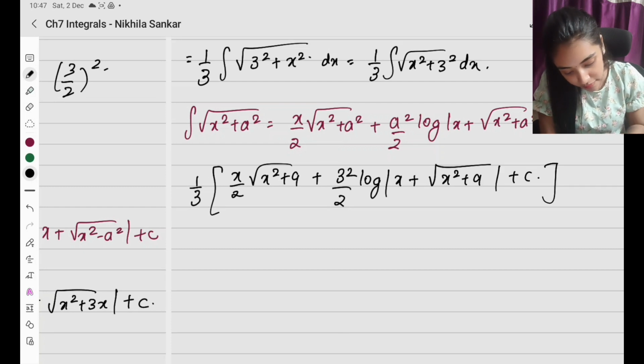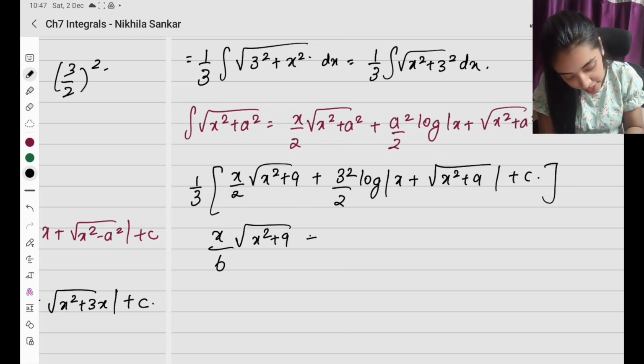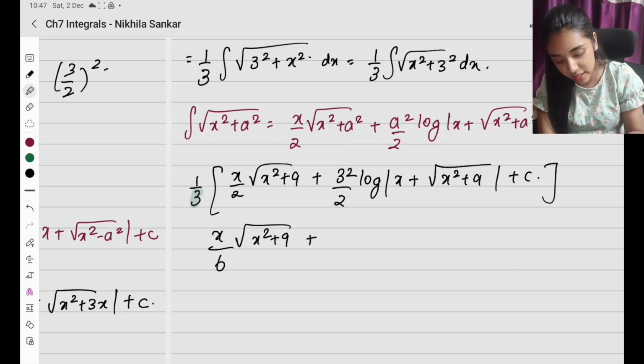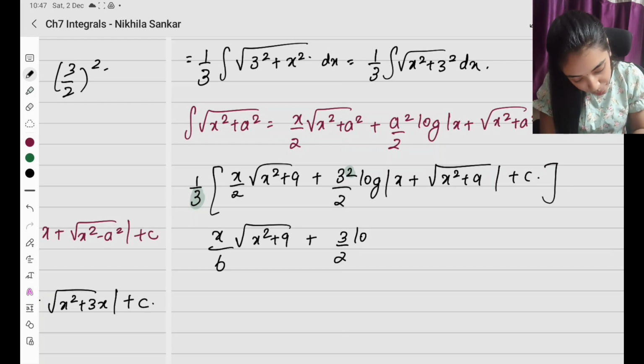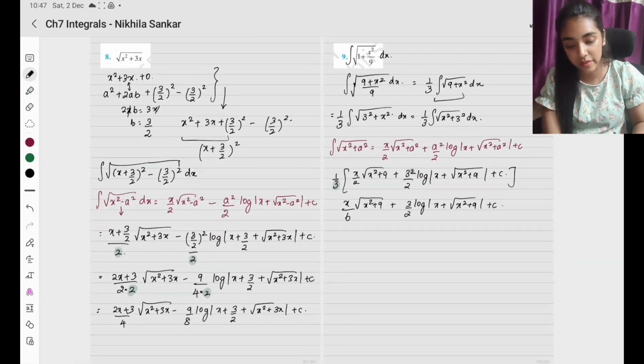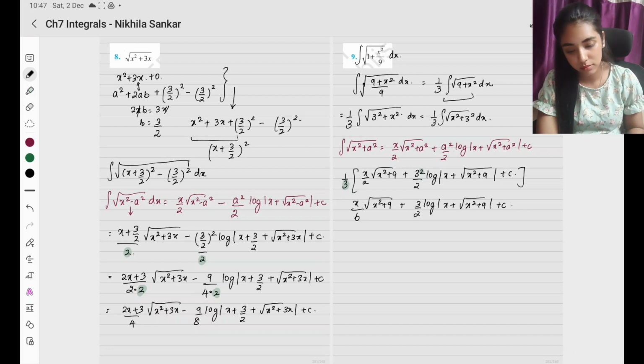When I open the bracket, with the 1 by 3 I have x divided by 3 into 2, which is 6, times square root of x square plus 9, plus here I have 3 square. So one of the 3s will get cancelled. Right? This 3 and the other 3 will cancel. So I'll be left with 3 by 2 log mod x plus square root of x square plus 9 plus c. So this is my final answer. Okay, please copy.